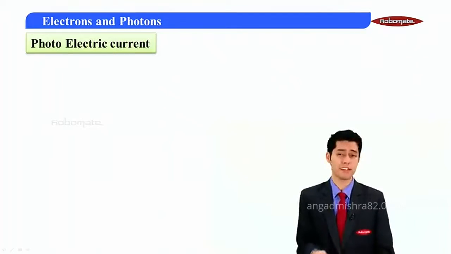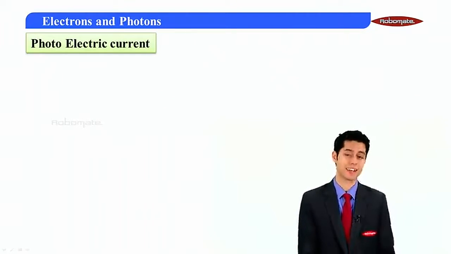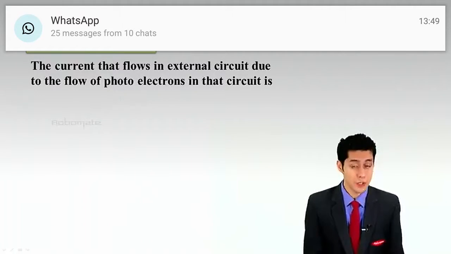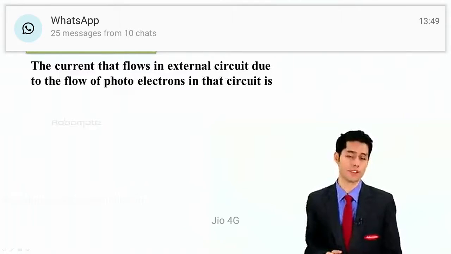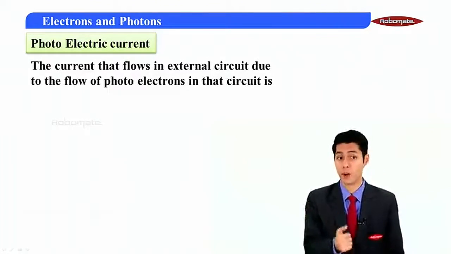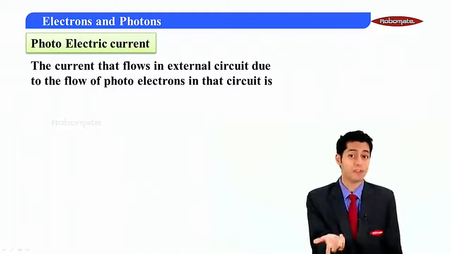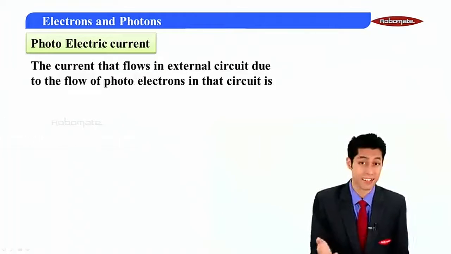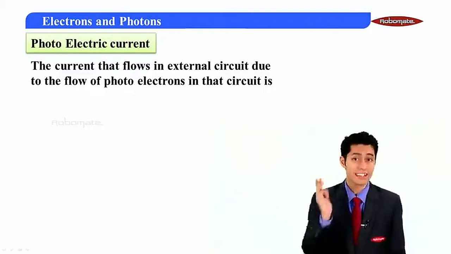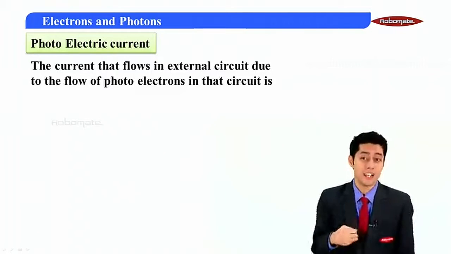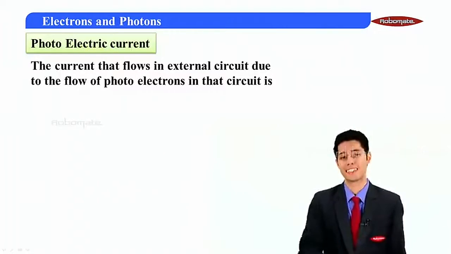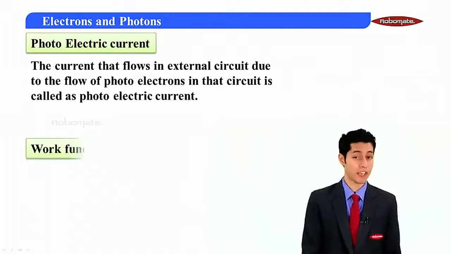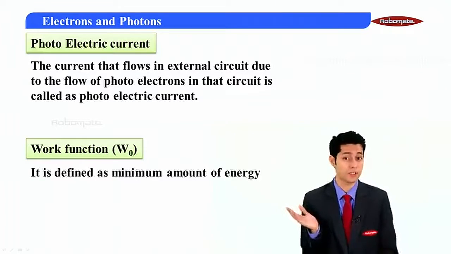What next definition do we have? We have one important definition called as photoelectric current. The current that flows in an external circuit due to the flow of photoelectrons. Now students, remember, if photoelectrons, that means electrons, start flowing in a circuit, can I say due to flow of electrons there will be generation of electric current? And what is photoelectric current? The current that flows in an external circuit due to the flow of photoelectrons in that circuit is called as photoelectric current.